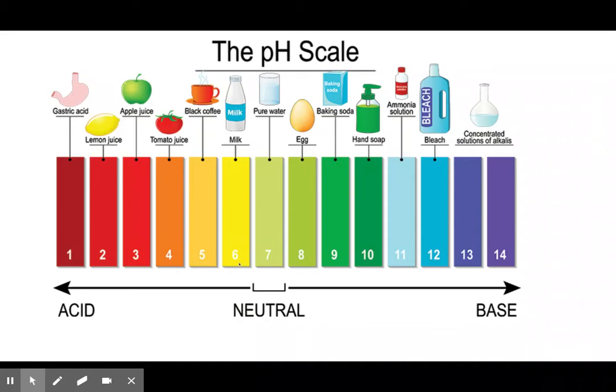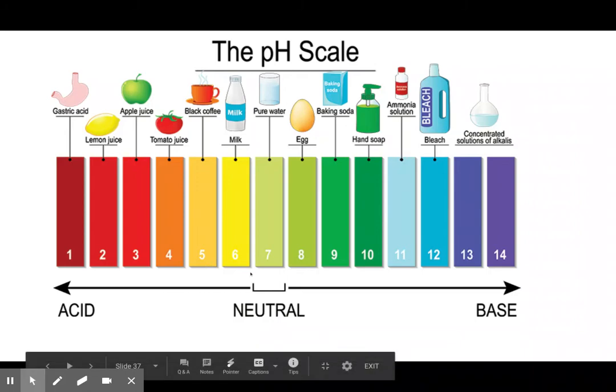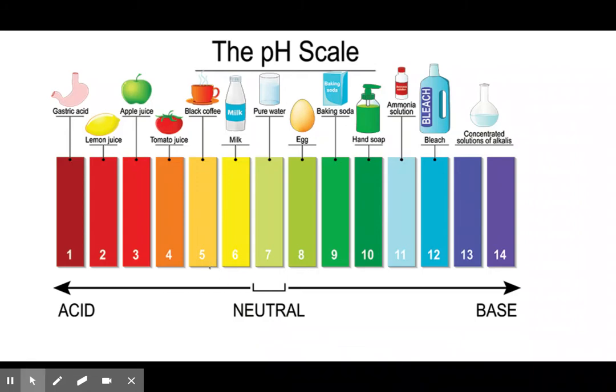So every time you move down, you have to multiply, not add. You have to multiply times 10. So a 5 is 10 times 10, the strength. So it's 100 times stronger than 7. How much stronger is a 5 than a 6? Well, it's only one number down, so it's just 10. So it's 10 times stronger than a 6, but 100 times stronger than a 7.